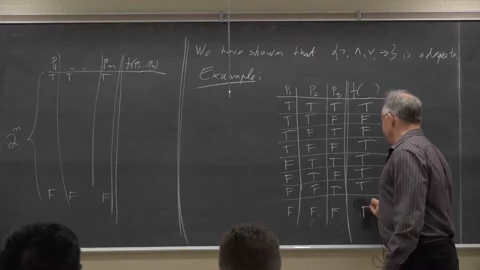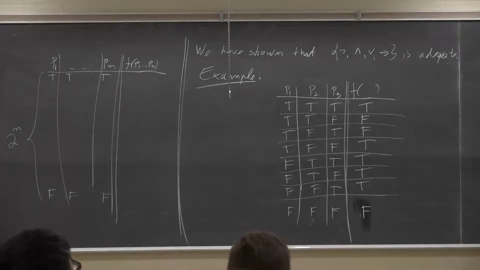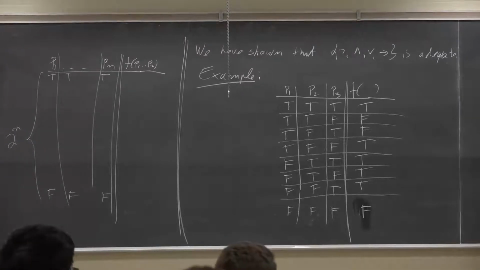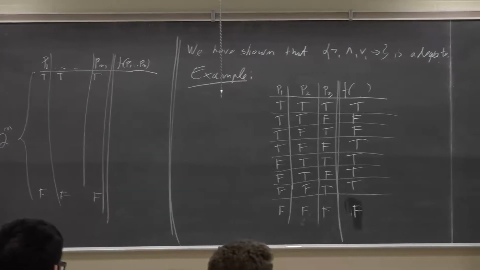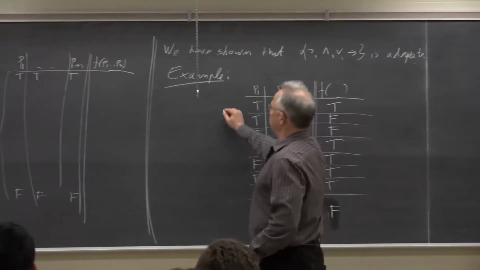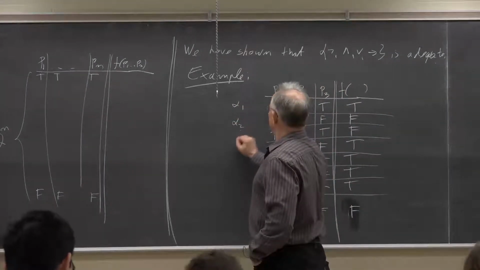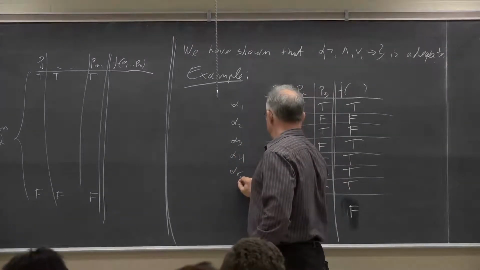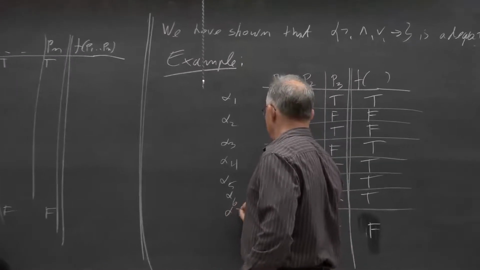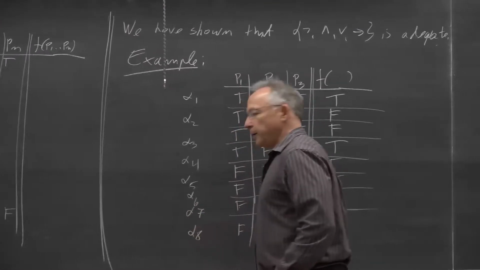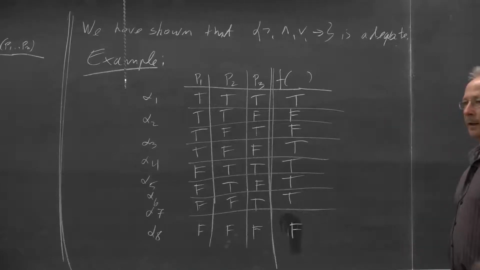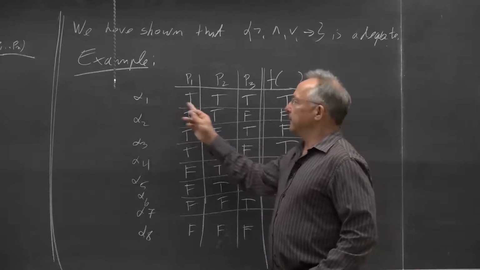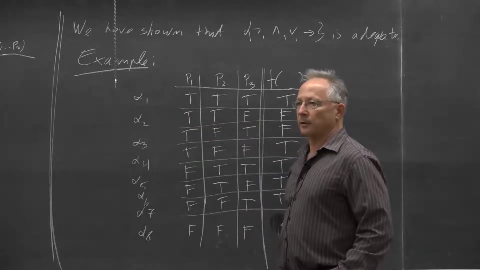Okay. So now I want to express this function with the connectives that I have there. So what am I going to do? I'm giving names for each line. So this is alpha 1, alpha 2, alpha 3, alpha 4, alpha 5, alpha 6, alpha 7, alpha 8. So each row gets a name. And for each row, I get a formula that exactly describes the situation of this row.